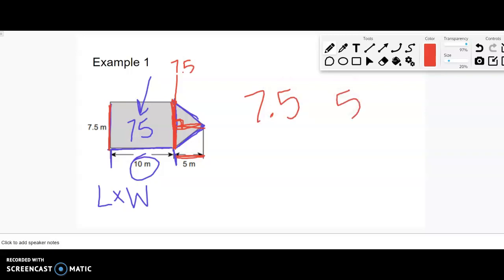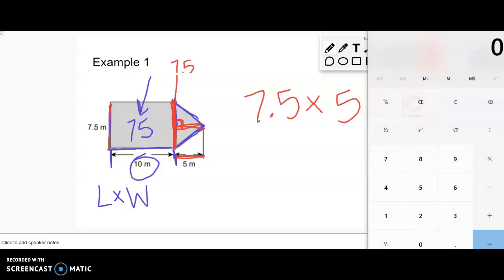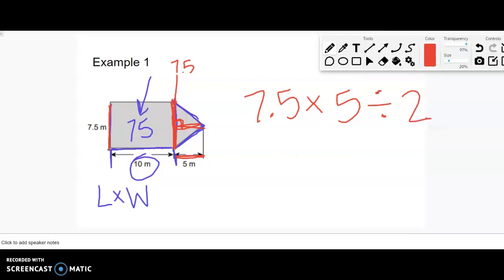How do I find the area of a triangle? I multiply them and then divide by 2. It's a little harder to do in my head. 7.5 times 5 equals 37.5 divided by 2, 18.75. So my triangle is 18.75.